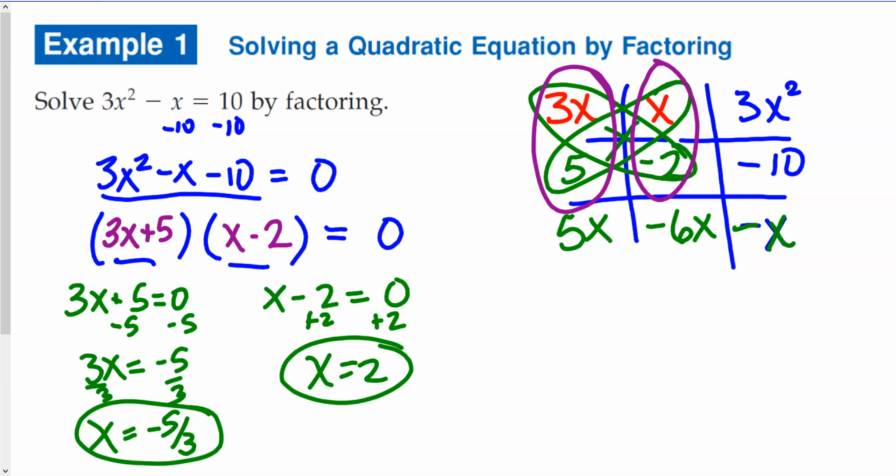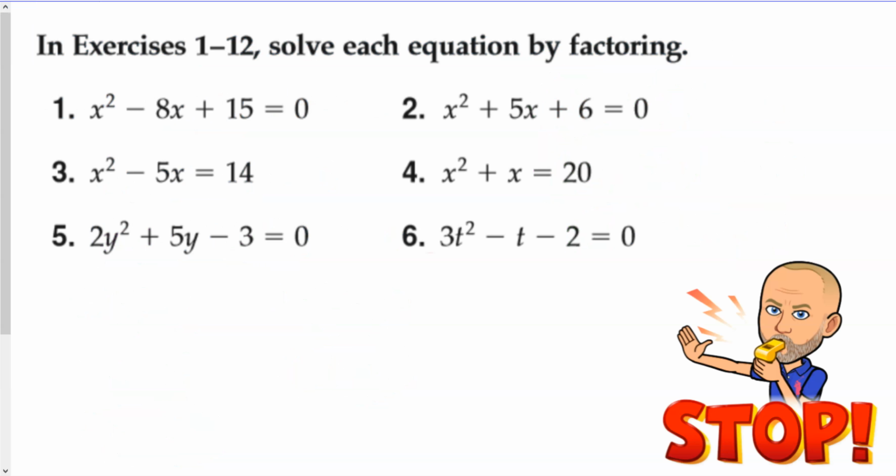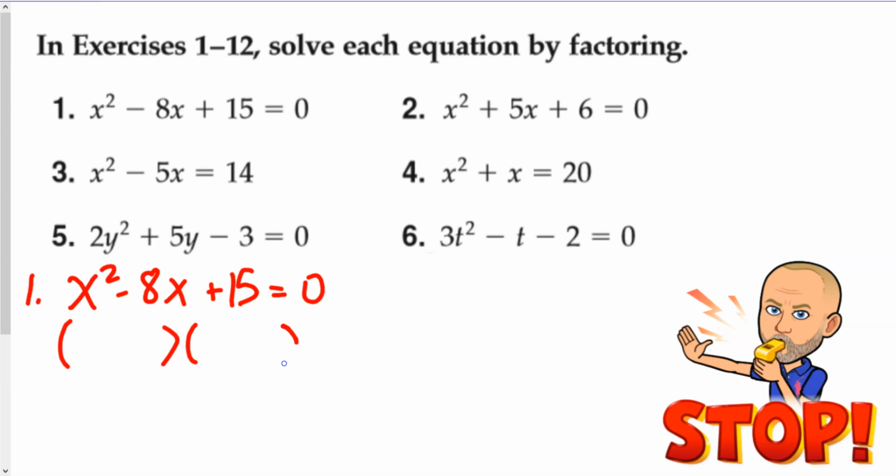So, to practice this, here are 6 examples. Now, this is where you could stop the video and do these equations on a piece of paper. But I'm going to help you get started. I'm going to do number 1 with you. It says x squared minus 8x plus 15 equals 0. First step is to factor this into two binomials.